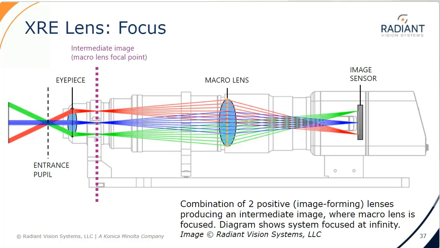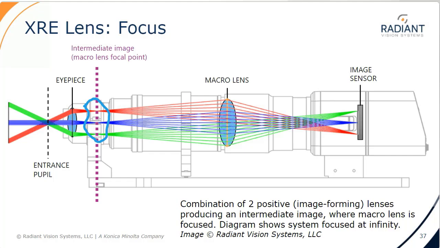Both eyepiece and macro lens are positive image-forming lenses. Effectively, the eyepiece acts as collection optics, and it produces an intermediate image of the captured scene between the eyepiece and the macro lens. I'll highlight that with a blue circle here, where the intermediate image is located. The macro lens then acts as a relay optic, and it focuses that intermediate image, relaying it onto the sensor itself.